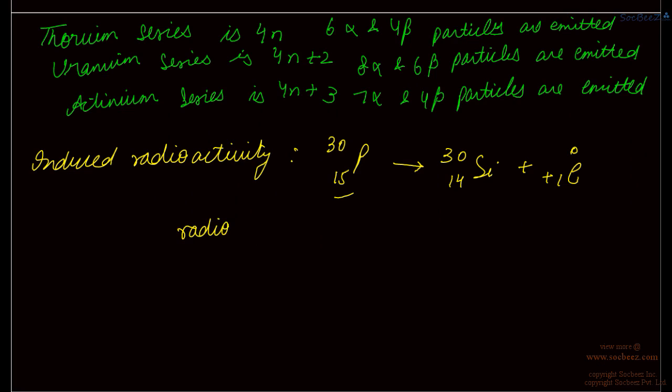Okay, so radioactivity produced artificially is called artificial or induced radioactivity.